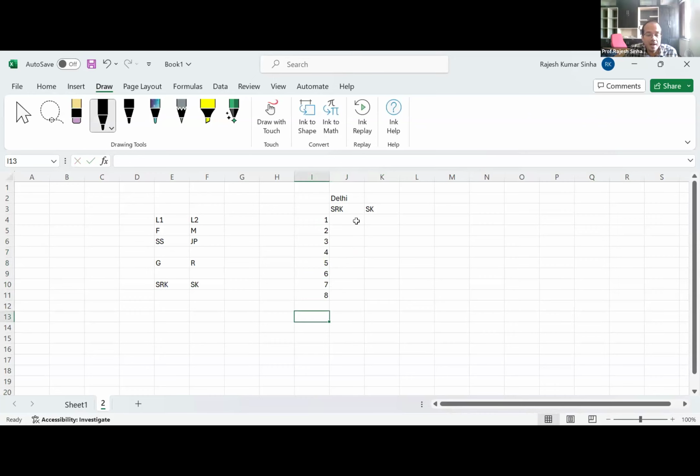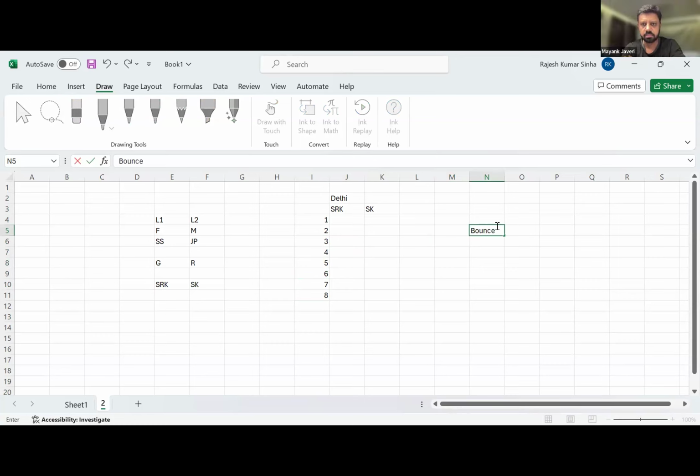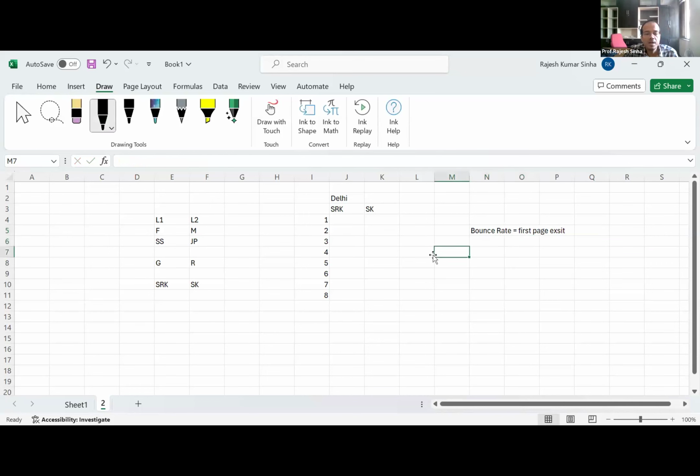So the landing page can have bounce rates. You want to understand what bounce rate is. Bounce rate is first page exit. I am trying to understand the bounce rate in terms of percentage. Suppose I can have counts also, but who knows that more?